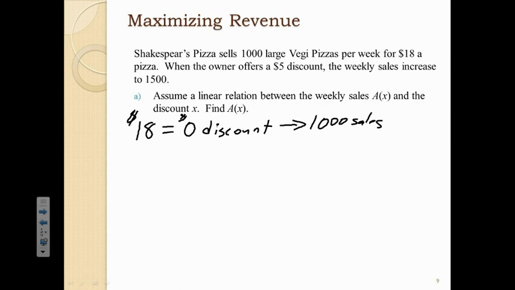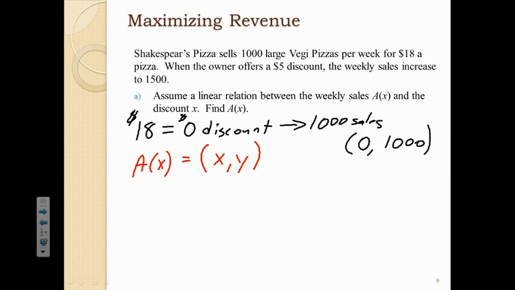Now, if this is a straight line, hopefully we realize that we know one point on this line now, that when the discount is 0, we will sell 1,000 pizzas. If we turn this into a point, how did you figure that out? Well, we're supposed to find the relationship between our weekly sales, our A of x, and the discount. If it's a straight line, we're looking at one point, we know that we're going to find a formula for this eventually, but if we're finding one point, we know that it's going to have an x value and a y value.